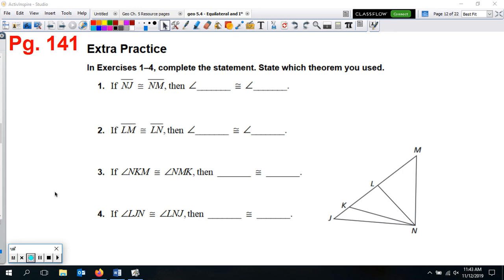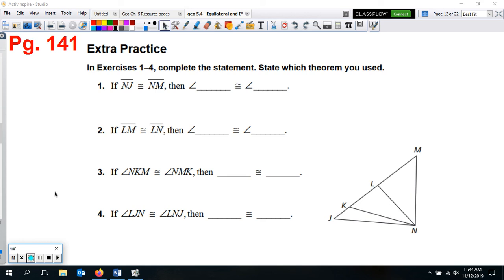All right, so on page 141, the extra practice starts here with 1 through 4, and you're just going to do what we were just looking at with completing these statements. Looking at this diagram, complete each statement 1 through 4. So I'll give you a chance to try to do that. And again, the way you name them can be a little bit different than the way I might name them, and you still might be correct. So go ahead and pause the video and do 1 through 4, and then play it, and let's check our answers.